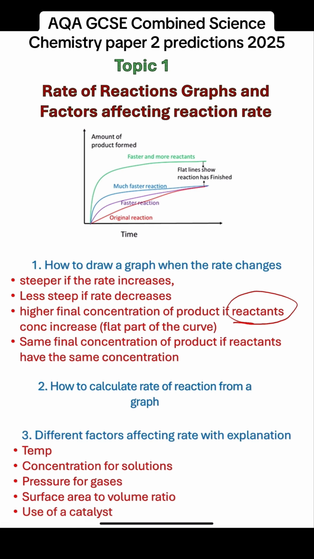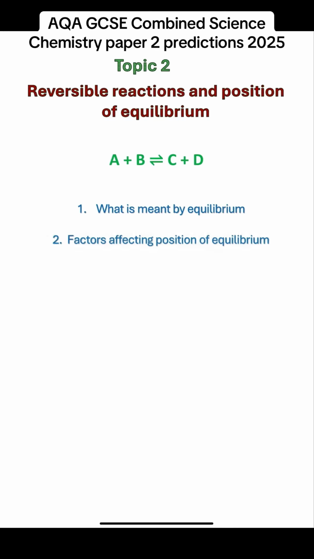You should be able to use the collision theory to explain why these factors would increase the rate for the reaction. Topic 2, reversible reaction and position of equilibrium. This is also a very common question in the exam, and it's almost a certain question in your exam. So you should know what is meant by equilibrium, when equilibrium is reached for reversible reactions, and the different factors affecting the position of equilibrium.